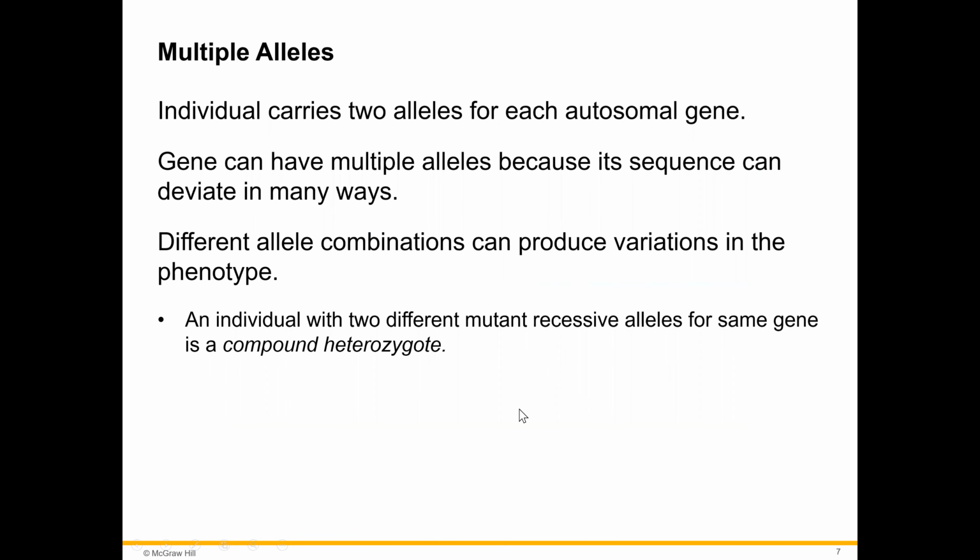Another example, multiple alleles. An individual carries 2 alleles for each autosomal gene. We already know it, right? If we are a sexually reproducing organism, if you have 2 parents, then we get half of our genotype from one parent and half of our genotype from another parent. However, genes can have multiple alleles, not just 2, because the sequence can deviate in many ways. Different allele combinations can produce variations in a phenotype. An individual with 2 different mutant recessive alleles for the same gene is a compound heterozygote.